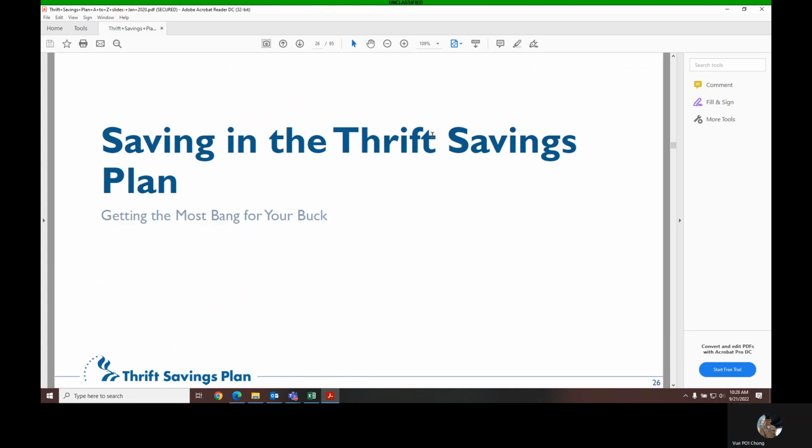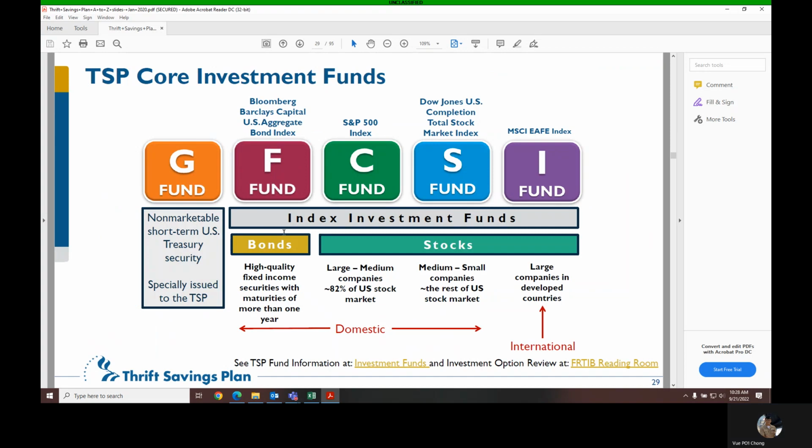The funds. TSP has the G funds, F funds, C, S, and I. And then the life cycle is a cumulative of all these funds. So G fund, again, is special issue to the TSP. You're really not going to lose money in there, but at the same time, you're not going to gain money. Some people time the market where they move all their money into the G fund and hold it there while the market's crashing. But unless you time it right, you're going to lose way more by not buying into whatever is underperforming.